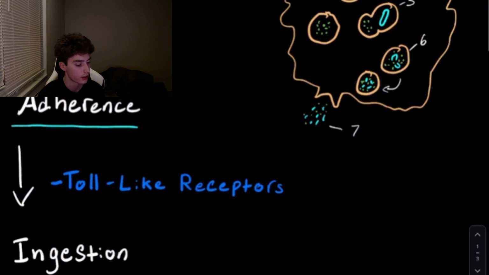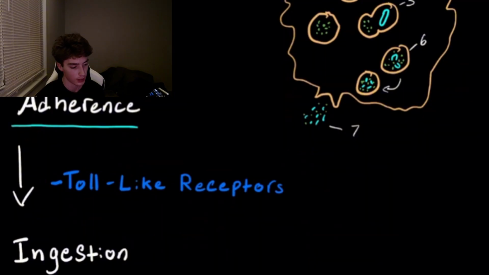So the main way that they adhere is through toll-like receptors, but they can also use opsonin receptors. But for the sake of this video, I'm really just going to focus on TLRs. So the toll-like receptors will bind to something called a pathogen-associated molecular pattern, a PAMP. So TLR will bind to PAMP.